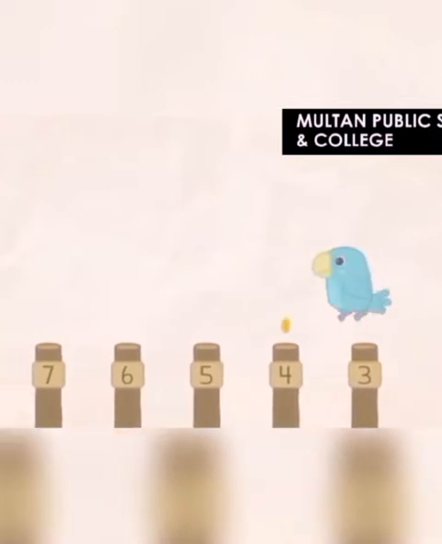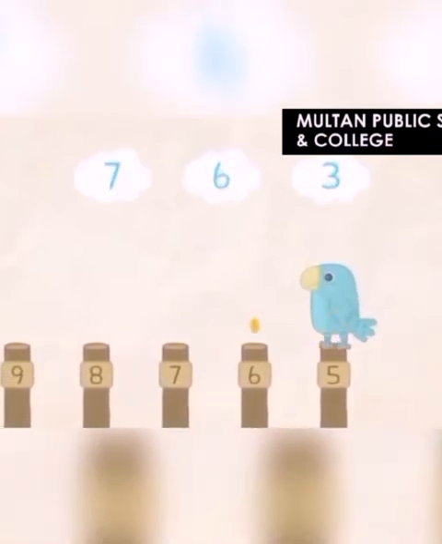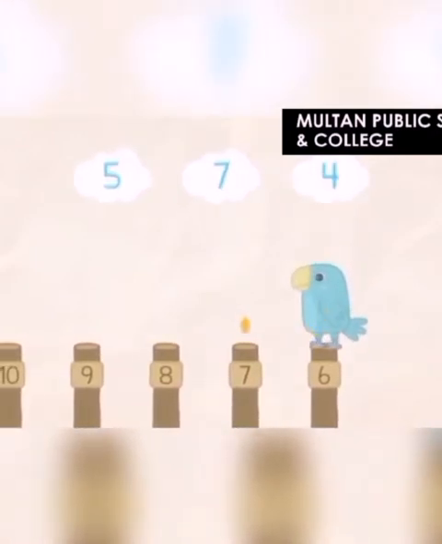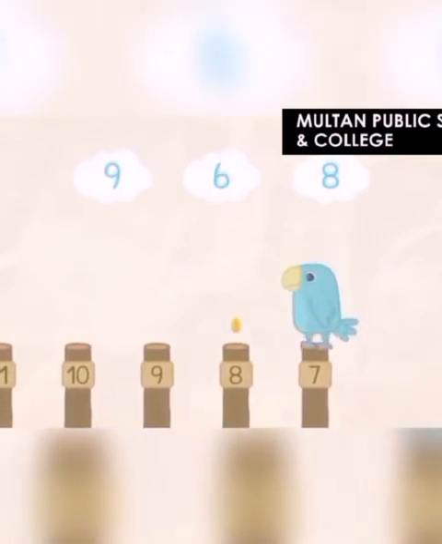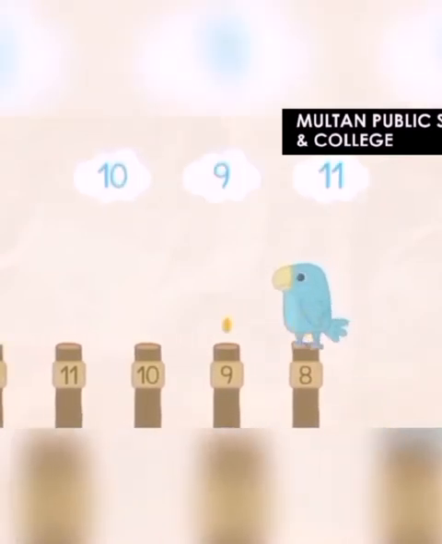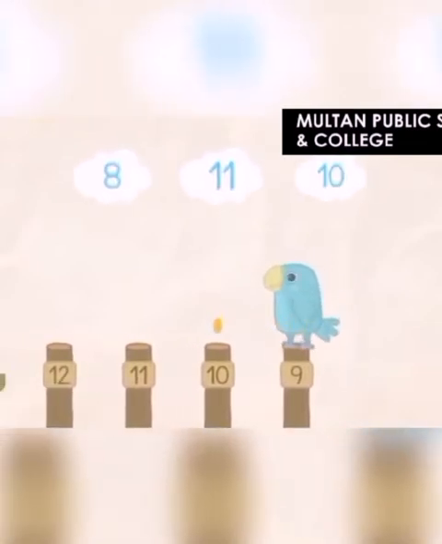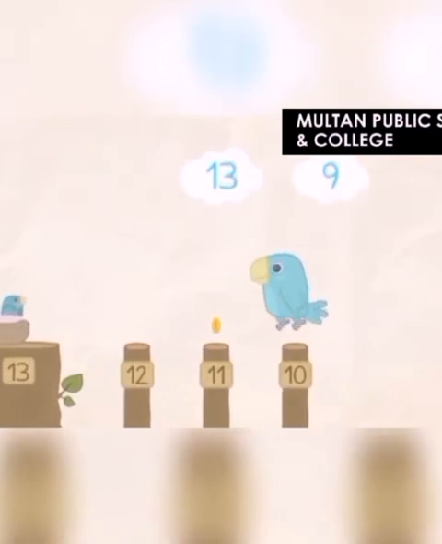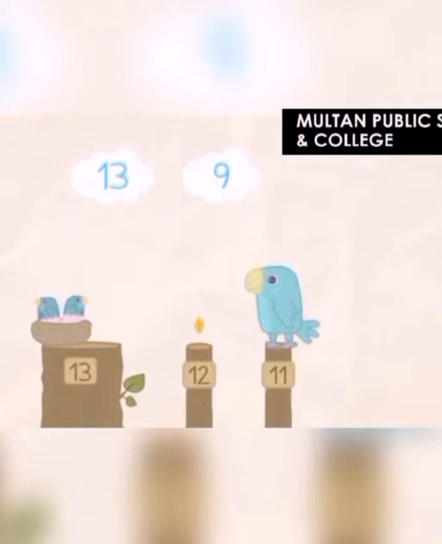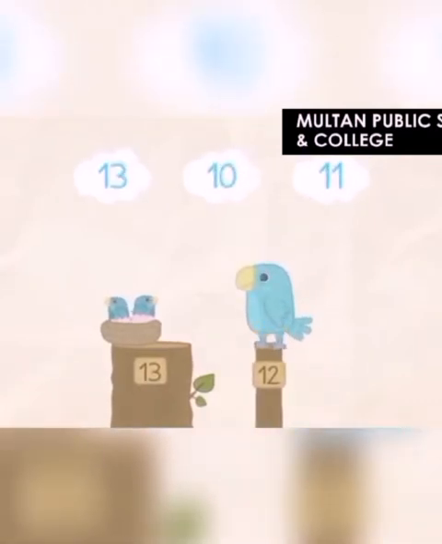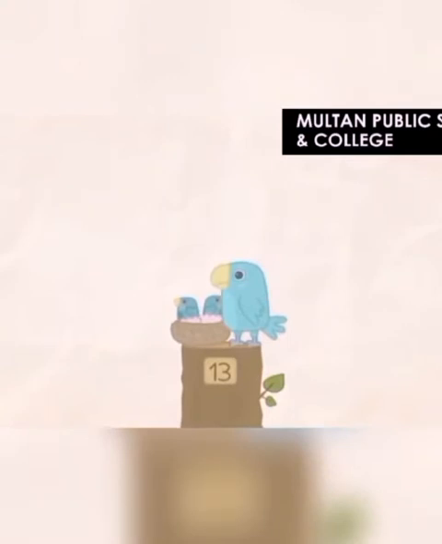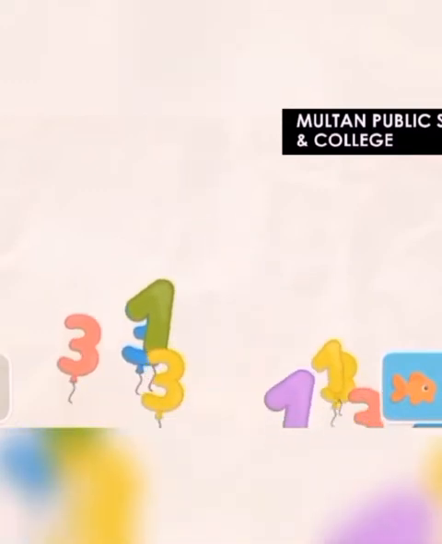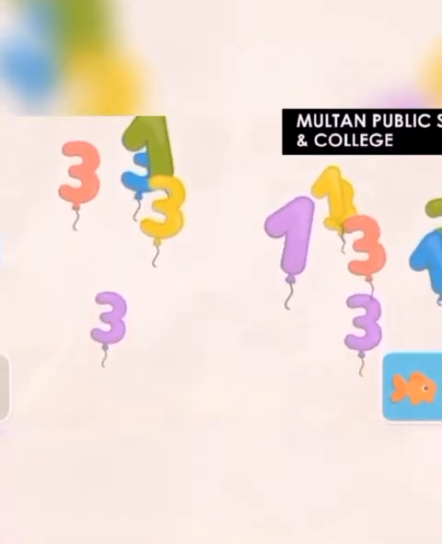1, 2, 3, 4, 5. What's next? It's 6, 7, 8, 9, 10, 11, 12, and 13. After checking 13 steps, the parrot reached his nest. Very well done.